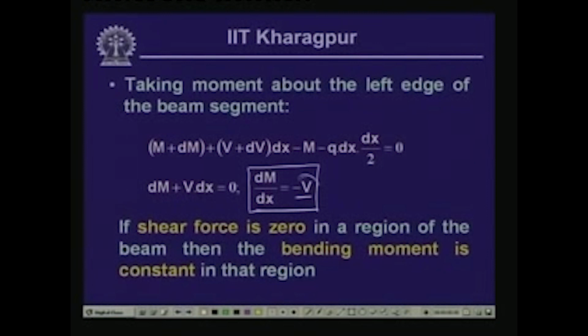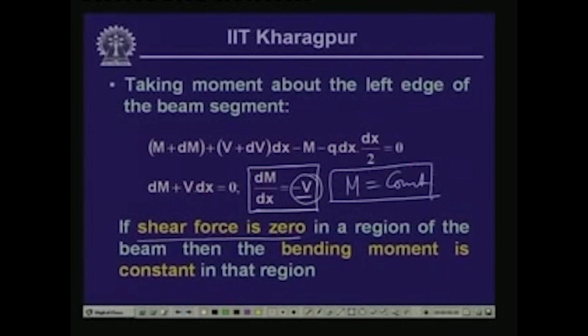Now, if this quantity becomes 0, that is, if shear force is 0, then M is equal to a constant. So, in the portion of a beam where the shear force is 0, the bending moment will be constant. This is an important observation, and it will be helpful when we draw the shear force and the bending moment diagram.